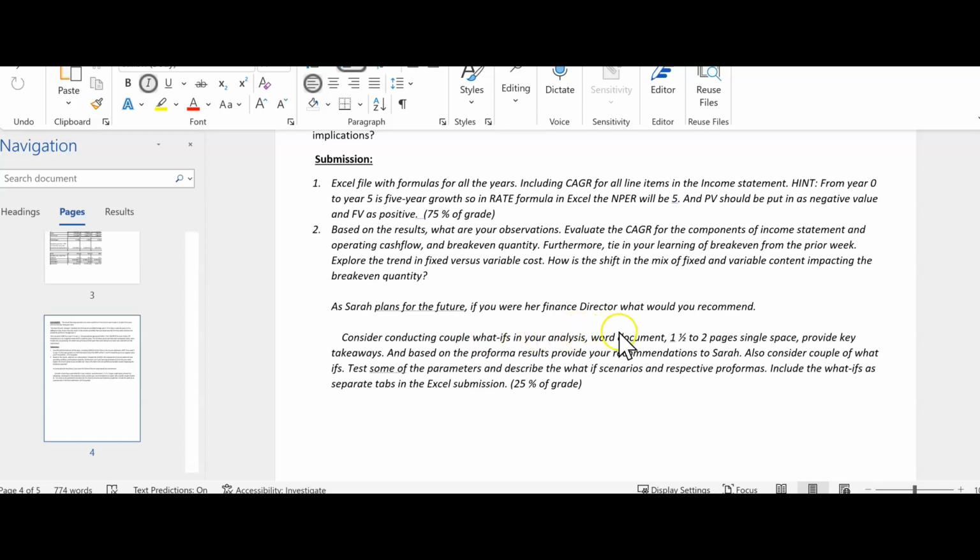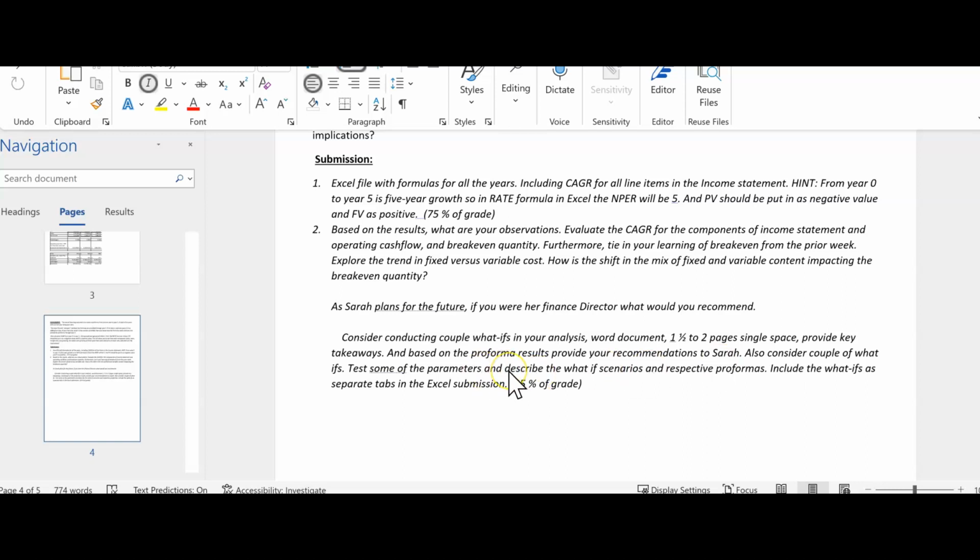So in the Word document, about 1.5 to 2 pages, single space, provide your key takeaways from your baseline 5-year forecast. What does it kind of tell you, right? And based on the pro forma results, provide your recommendation to Sarah, like consider a couple of what ifs. I want you to be able to learn to say, if I change these parameters, what happens to my overall income statement and the cash flow, etc.